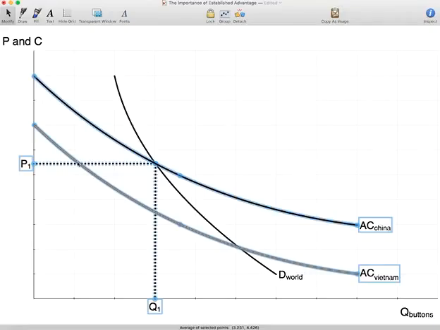So as they start up, these firms in Vietnam will actually be losing money, and they may not enter the market for buttons in the world because at these initial stages of output, they are going to be losing money.